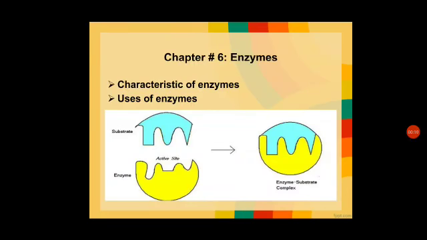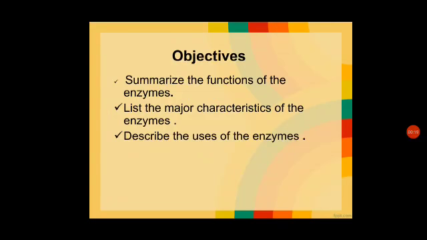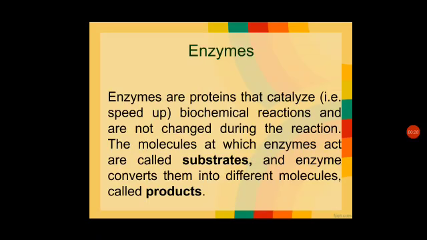Today we are starting chapter number 6, enzymes. Here are the topics: characteristics of the enzymes and the uses of the enzymes. Here are some objectives: to summarize the functions of the enzyme, list the major characteristics of the enzyme, and describe the uses of the enzymes.